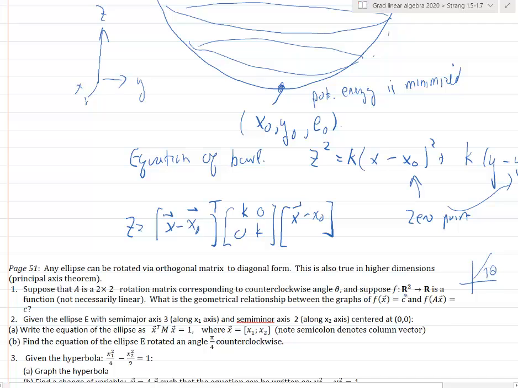Now, suppose f is a function from R2 to R. Like this, for instance. This height function is a function from R2 to R. For every point in the plane, I have a height. So this f is one example of a function from R2 to R. And this function is not necessarily linear. So what's the geometrical relationship between the graphs of f equals c and f of Ax equals c?